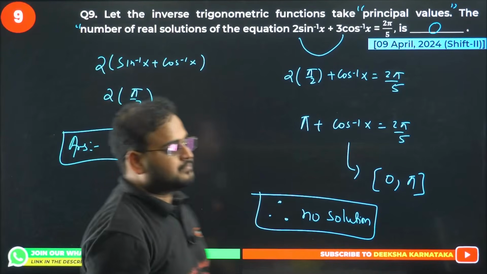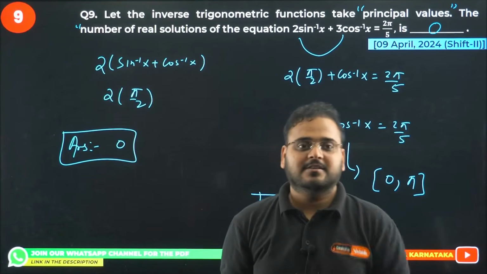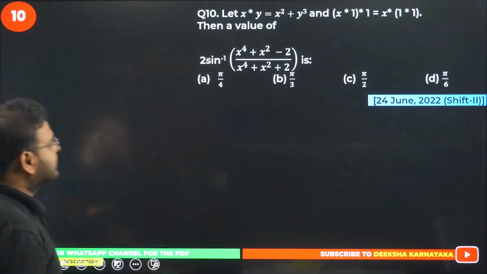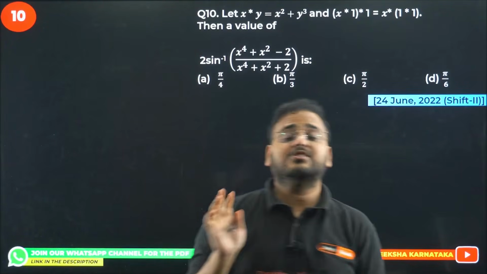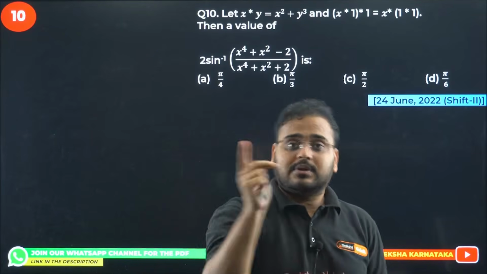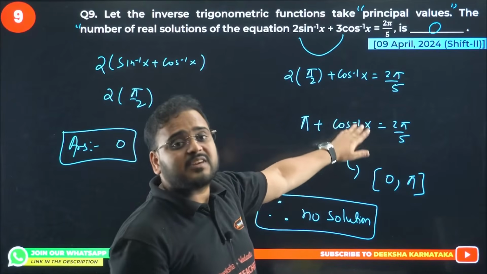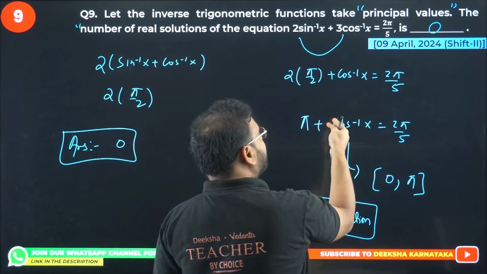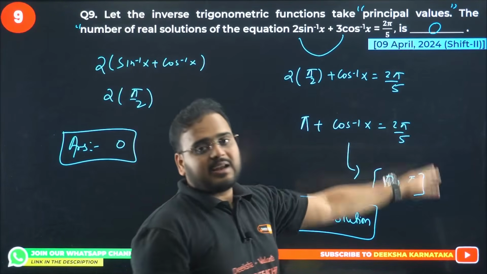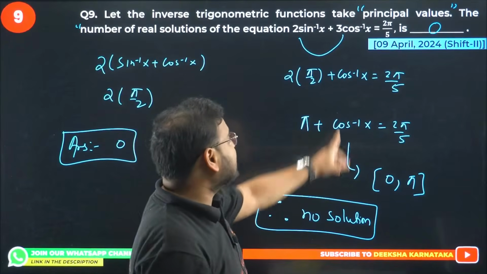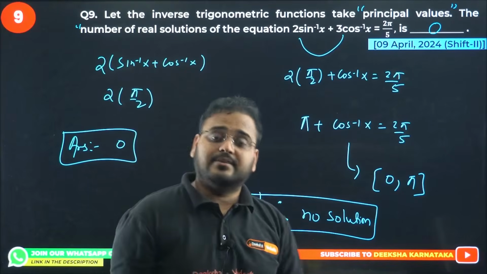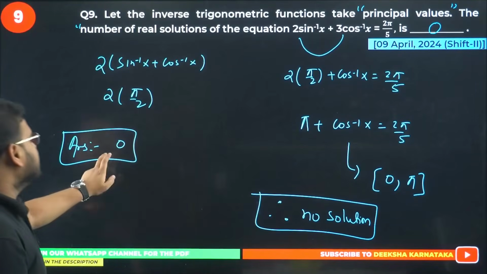Please check. Had fun? Simple enough. Simplest question of all the paper. 9th is done. In the 9th one, you have to remember that it is talking about the number of solutions and also principal value. If this was just a variable, I could bring 2 pi by 5 over here and get a negative value, that would be okay. But they are saying principal values. There is no principal value which will make this equation satisfied. Hence I have the answer as 0 solutions.